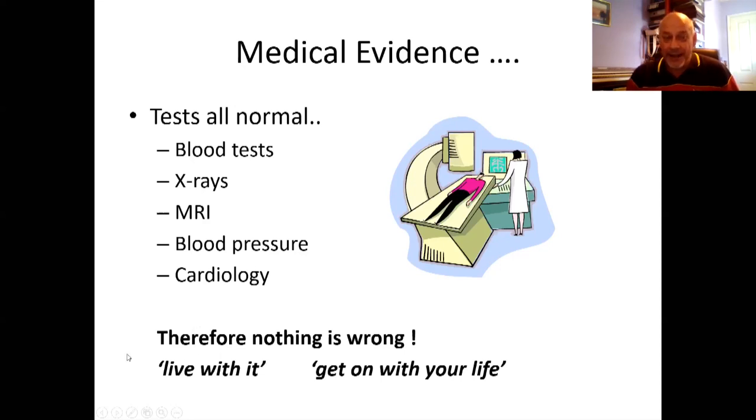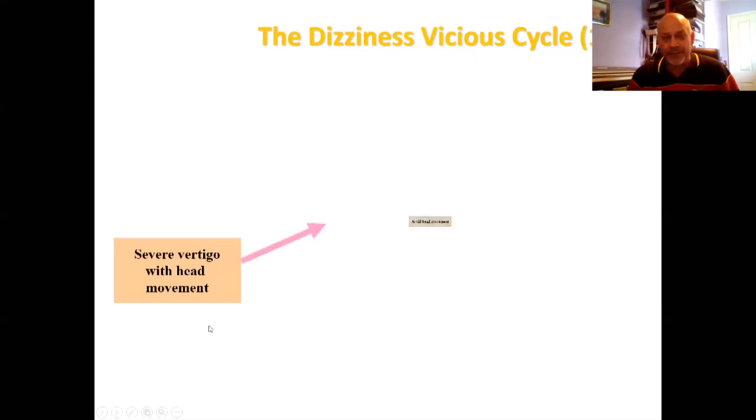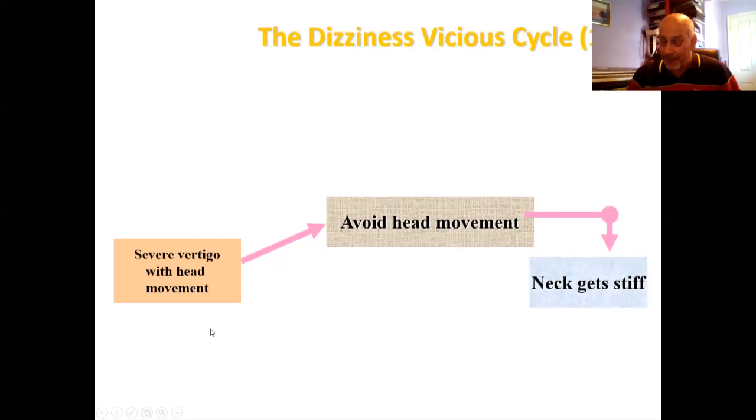So live with it means, well, okay, you've got to do something about it, and get on with your life means be active. I hope that's what they mean. The idea is we want to retune the vestibular system. So I've created what I call the dizziness vicious cycle, number 1. If you have vertigo or dizziness with head movement, you avoid moving your head. Your neck gets stiff.